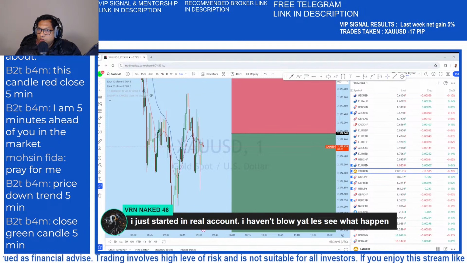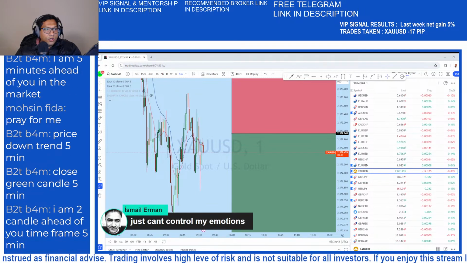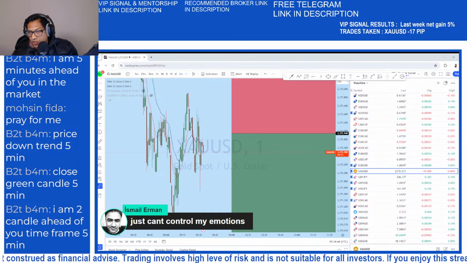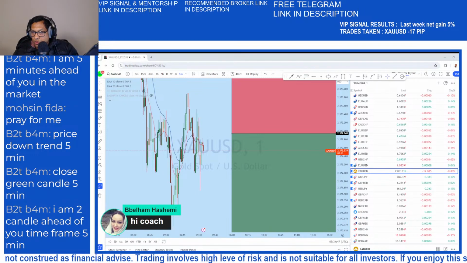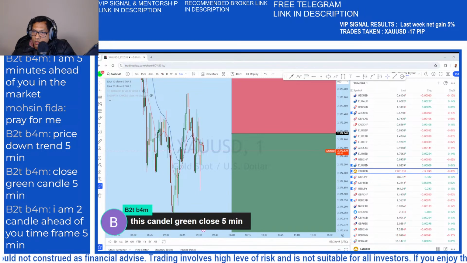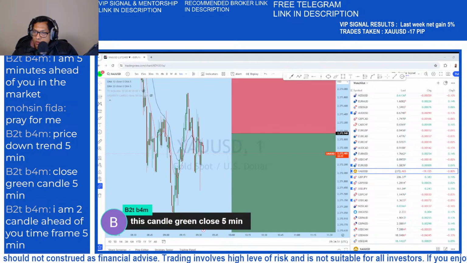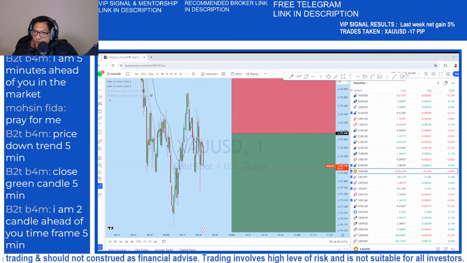Demo trade 15 months. Okay, just can't control my emotion. Yeah, which is pretty normal, not to be able to control the emotion. We'll be discussing that. I've been steadily investing. Okay, thank you. This candle right, close 5 minutes.